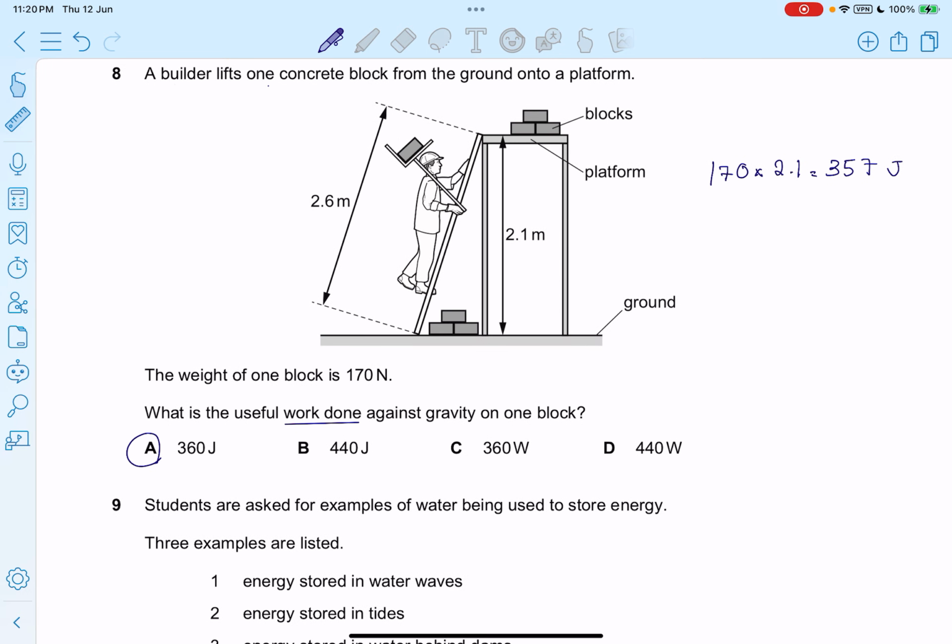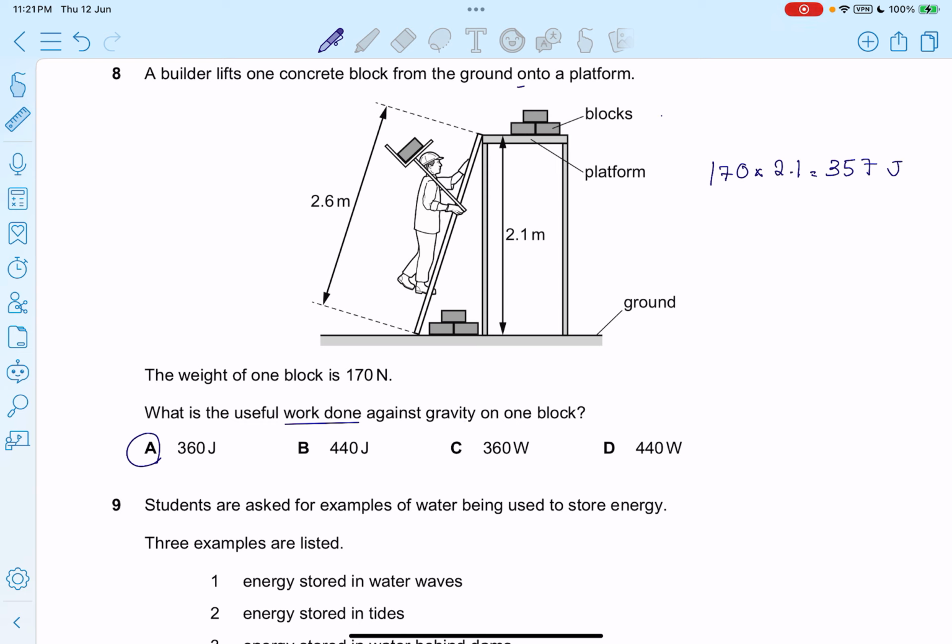8. A builder lifts one concrete block from the ground onto a platform. So it's going up. The weight of one block is 170 Newton. So, okay, what is the useful work done against gravity on one block?